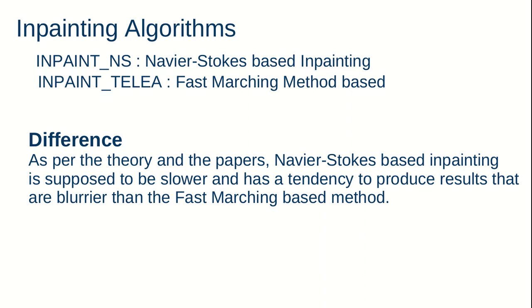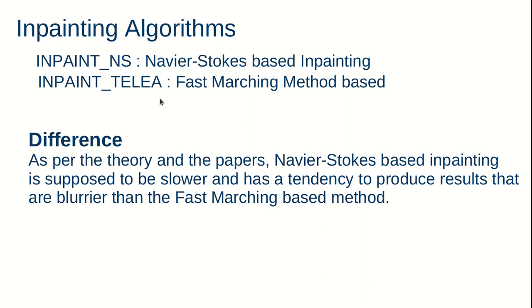The basic thing that you need to know about these two algorithms is the difference between them. Our Navier-Stokes based method is slow in terms of time complexity. It takes more time as compared to the fast marching method, and it also produces some blurry results. So that's why most people use inpaint_telea.